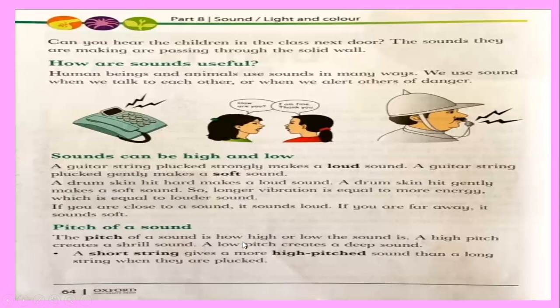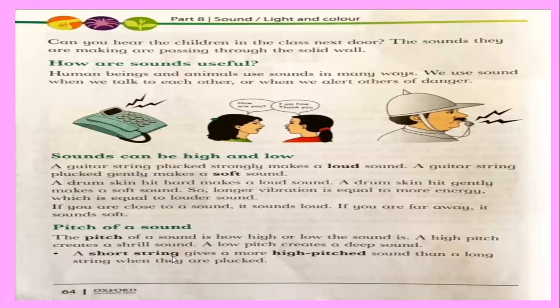When the sound is high, it means the pitch is high. When the sound is low, the pitch is low. Look, read. A high pitch creates a shrill sound, meaning a louder sound. A low pitch creates a deep sound. Just like this, when you pluck the guitar hard, it means a high-pitched sound is created. When you pluck it gently, it gives a low-pitched sound. Low pitch creates a deep sound. The meanings are the same. Let's understand what they are saying here.